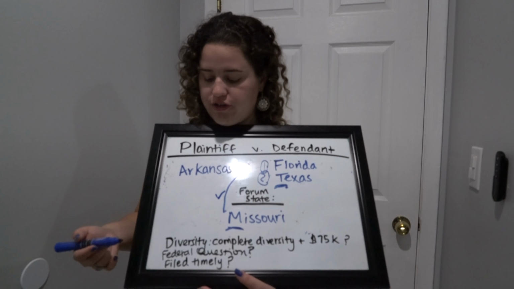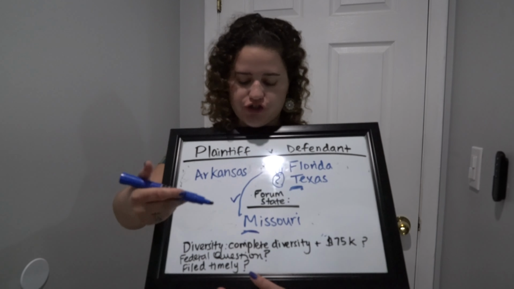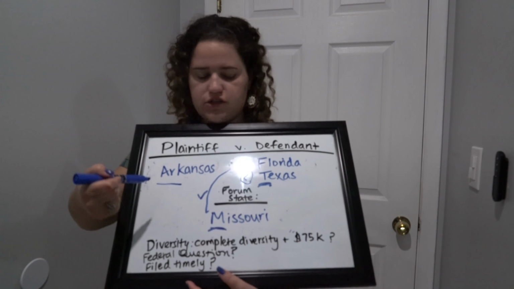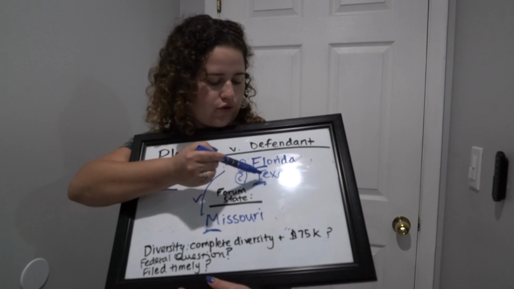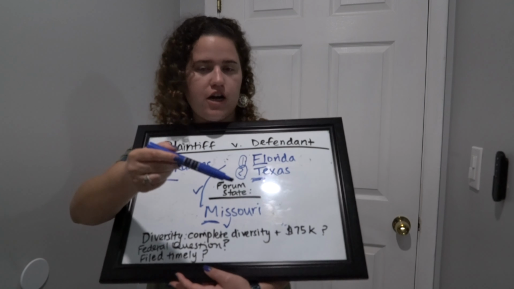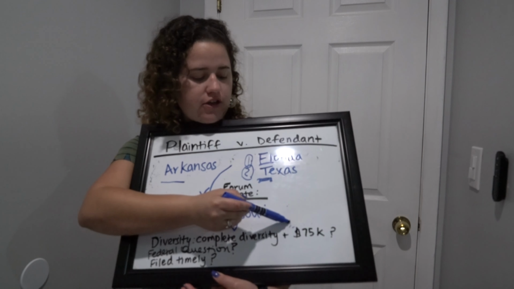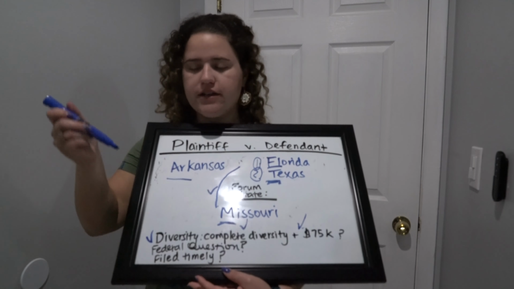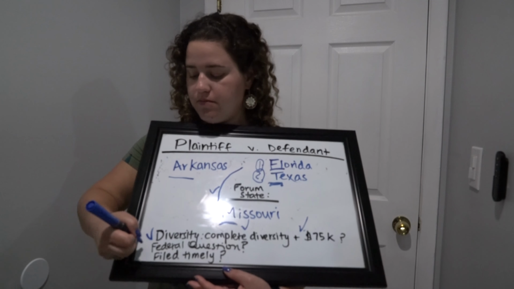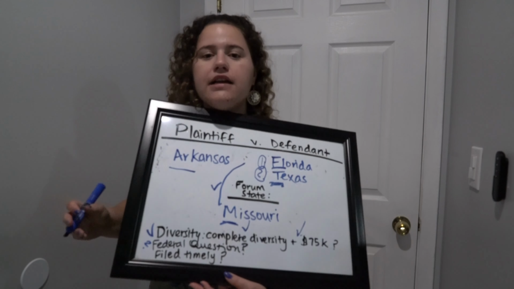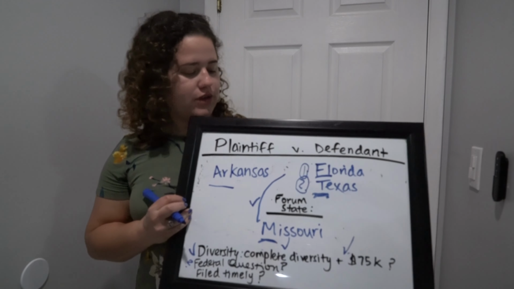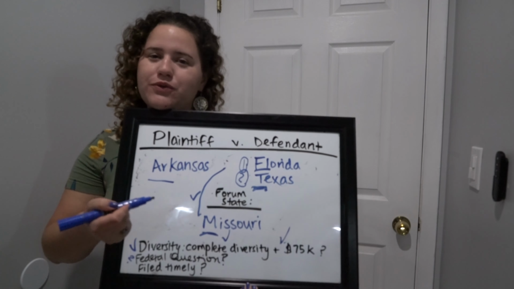Now we have to continue the analysis. Diversity jurisdiction. Is there complete diversity? Let's see. The plaintiff is from Arkansas, and the defendants are from Florida and Texas. Check. Amount in controversy exceeds $75,000. Check. Check. Even so, check. Is there a federal question jurisdiction? Maybe. And then finally, was it filed timely? So this would have no issue with removal.